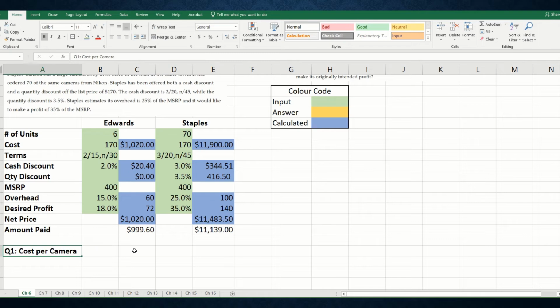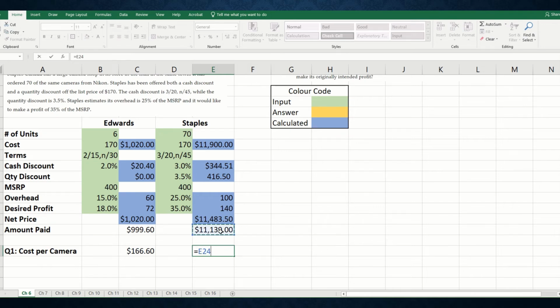So their cost per camera, in this case, for Edwards, equals the amount paid divided by the number of cameras, right? So they had 6 units. So each camera cost $166.60. We'll do the same for the cost per camera for Staples. So that equals the total amount we paid divided by the number of cameras that we bought. Okay, so we have $159.13 for the cost per camera.